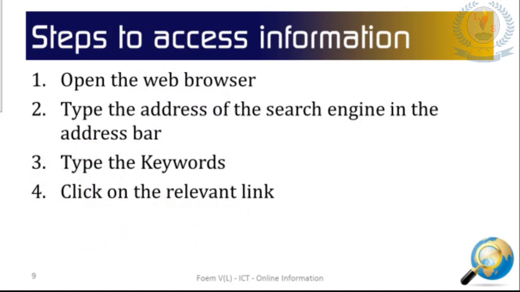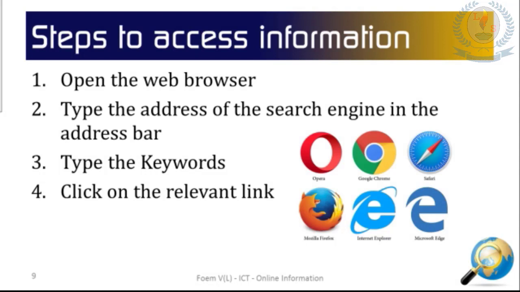Let's see the steps you can use to access information. Just 4 steps. Open the web browser. Type the address of the search engine in the address bar. Then type the keywords. Then click on the relevant link. Yes, you will get many hyperlinks, so you can click on the relevant link.